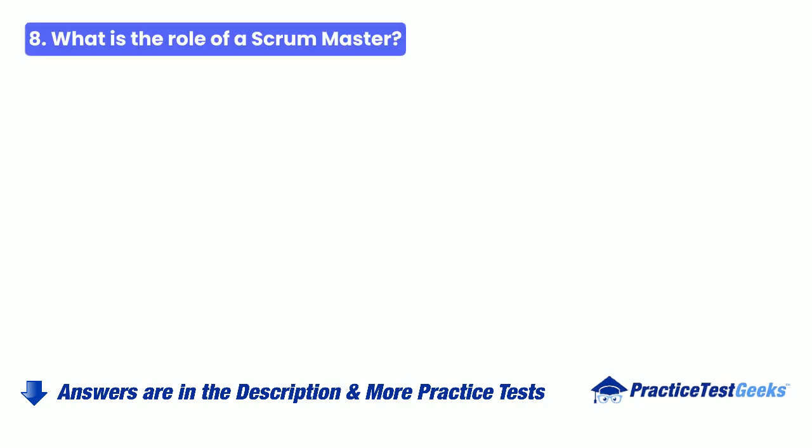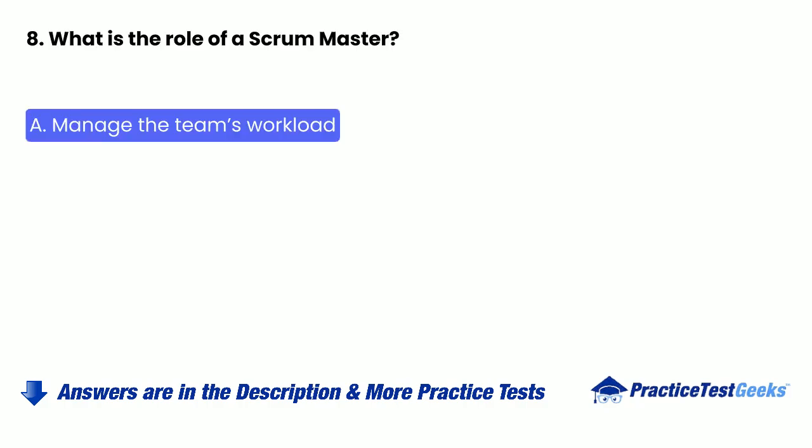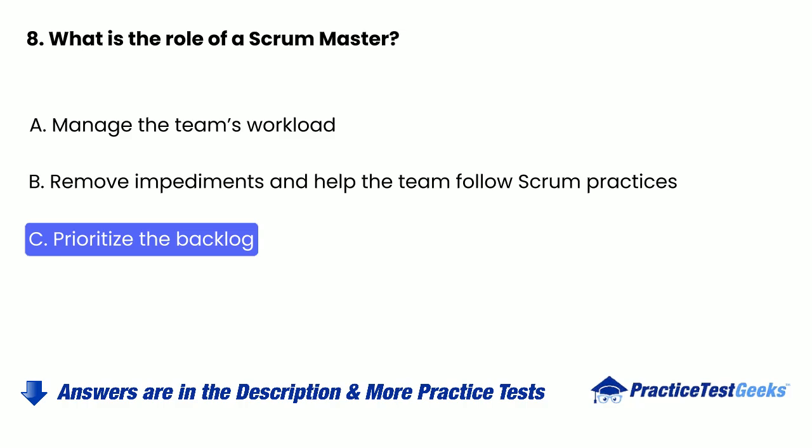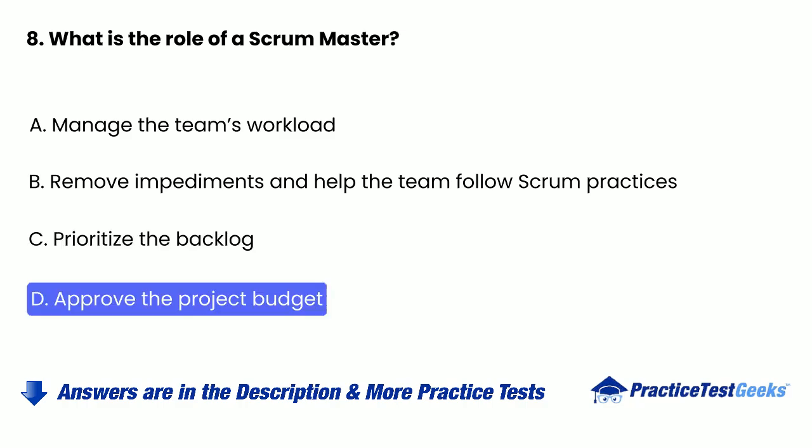Eight. What is the role of a Scrum Master? A. Manage the team's workload. B. Remove impediments and help the team follow Scrum practices. C. Prioritize the backlog. D. Approve the project budget.